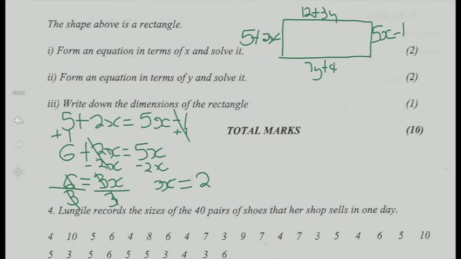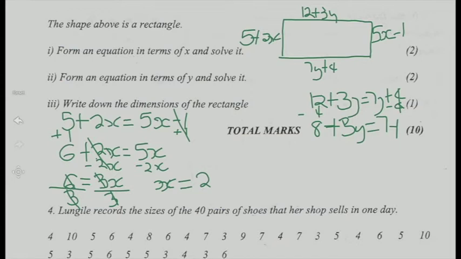Form an equation in terms of y and solve it. So we have 12 plus 3y is equal to 7y plus 4. So we subtract 4. 12 minus 4 is 8, plus we have 3y is equal to 7y.